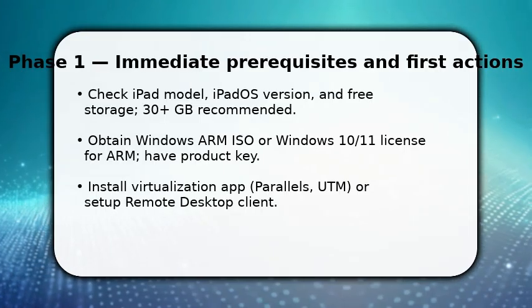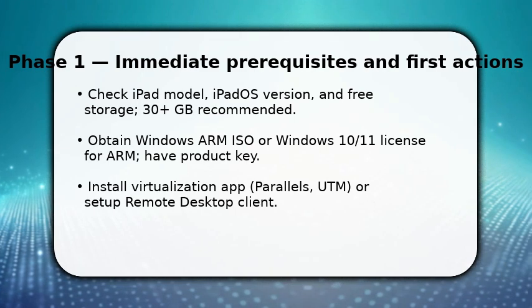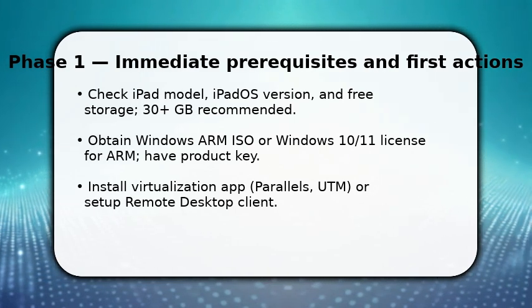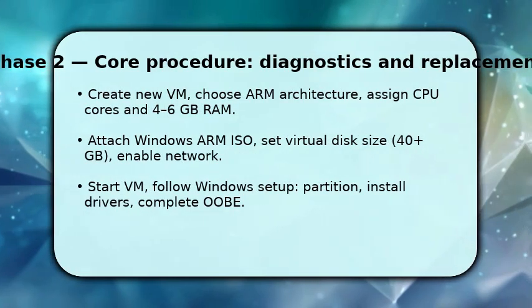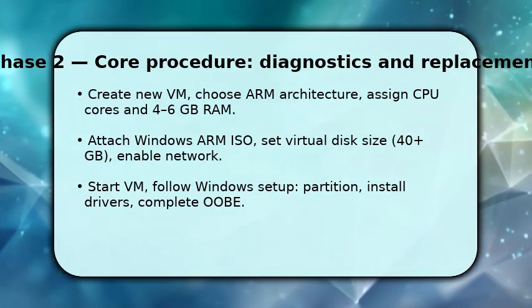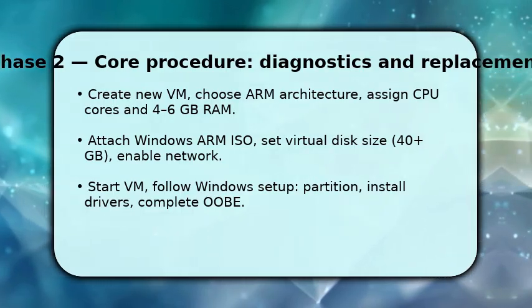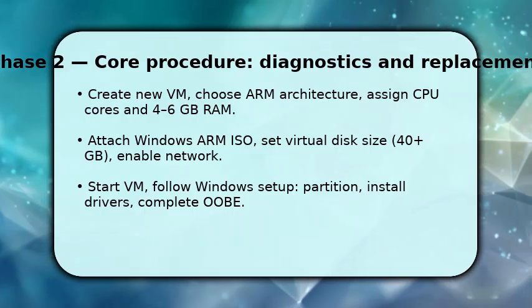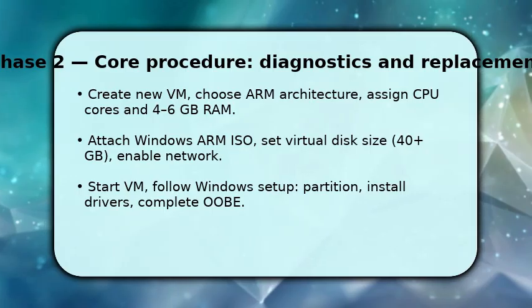Now plug into power. Enable enough RAM/storage allocation permissions, and prepare a reliable Wi-Fi connection before moving on. You create a new virtual machine in Parallels or UTM and select ARM as the architecture. Assign 2-4 CPU cores and 4-6 GB RAM so performance is usable. Then attach the Windows ARM ISO and set a virtual disk of 40 plus GB.